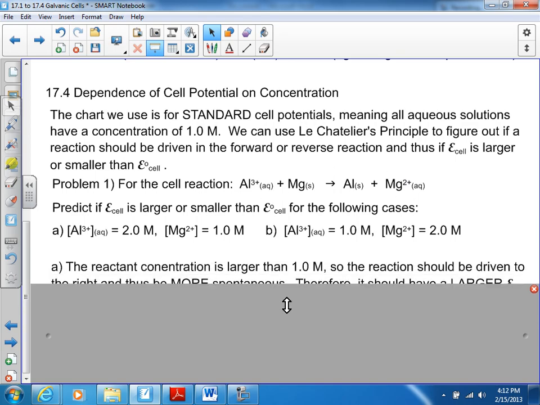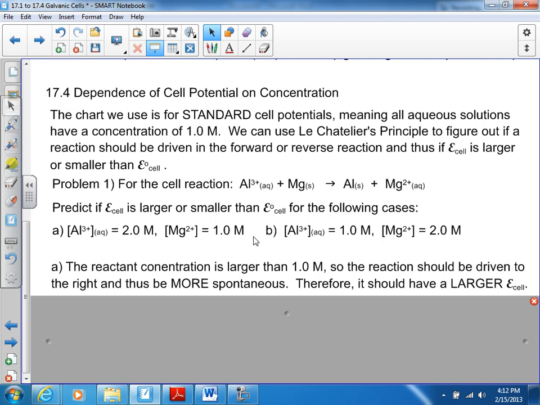All right, for A, magnesium, product larger than 1. The reaction is driven left. Therefore, the reaction is less spontaneous. No, I read that wrong. Sorry. Aluminum is 2. Aluminum is bigger than 1. The reaction is driven to the right. So sorry about that. And the reaction is more spontaneous, larger E cell.